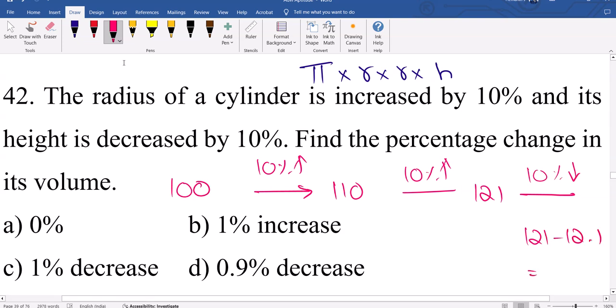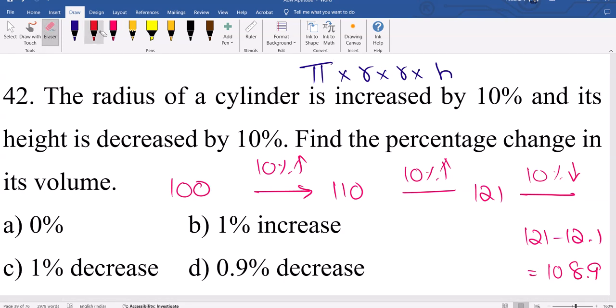So the options are again wrong, ignore it. Okay, so 121 minus 12 will get 109. Okay, 108.9 is what? And the answer should be 8.9% increase, not decrease, 8.9% increase. This guy maybe solved only for one increase, one decrease, that's wrong. 8.9% increase.